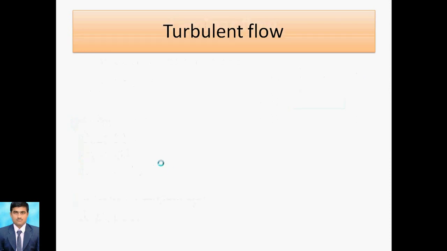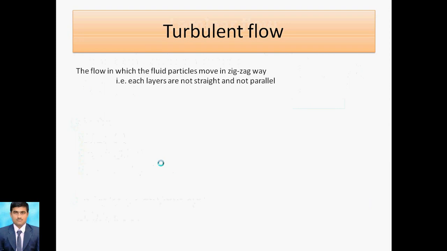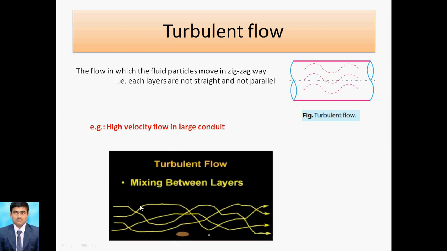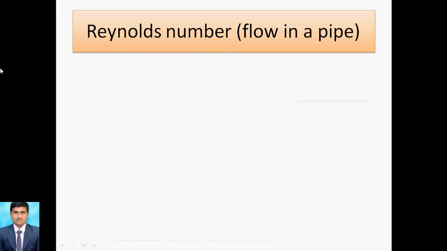Now next flow, that is turbulent flow. As you know, the particles flow in a zigzag way, that means it is not straight and not parallel. The example is turbulent flow. So this is the diagram. It is not in a straight manner, there are changes in a zigzag flow. That means there is an upper crest and lower crest, so that format is there. This is called turbulent flow, which is not parallel, not straight. An example is high velocity flow in a large gradient. Here there is mixing of all the layers, and that is called turbulent flow. So this is not straight and not parallel, and that is called turbulent flow.